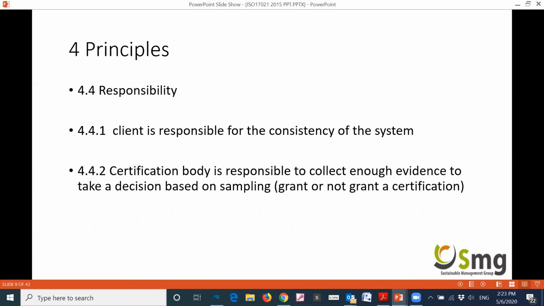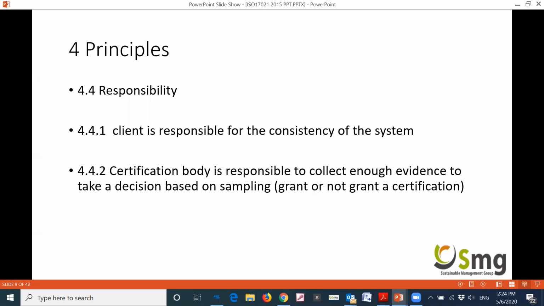Responsibility. The client is responsible for the consistency of the system. We as a certification body are not responsible to ensure that the system is consistent after we leave the audit. It's the client's responsibility. However, we are responsible to collect enough evidence to take a decision, based on sampling, to grant or not grant a certification. It must be based on enough evidence. Enough evidence may need more time to do the audit.